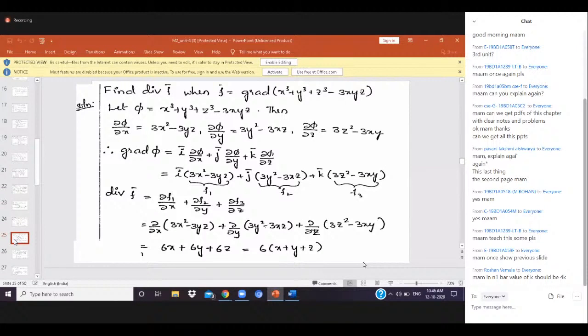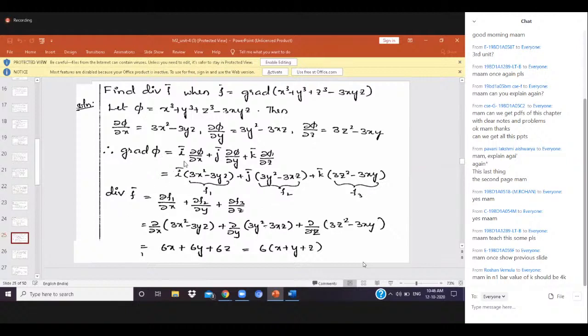So this is one of the problems. Find the divergence of f bar, where f bar is equal to the gradient of so and so function. So first we need to calculate the gradient. So x cube plus y cube plus z cube minus 3xyz, we are taking as phi. We are letting it be phi, then we go for its gradient. After getting the gradient, we need to calculate its divergence.